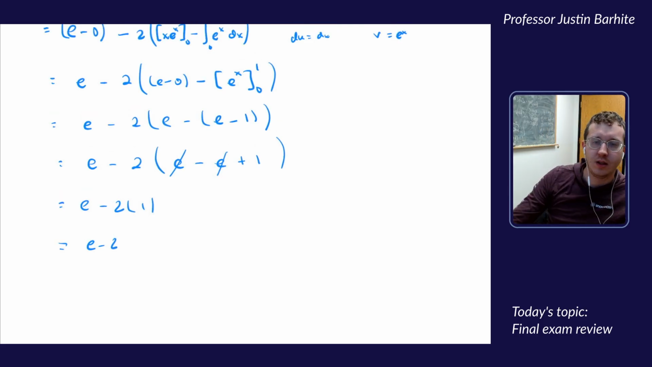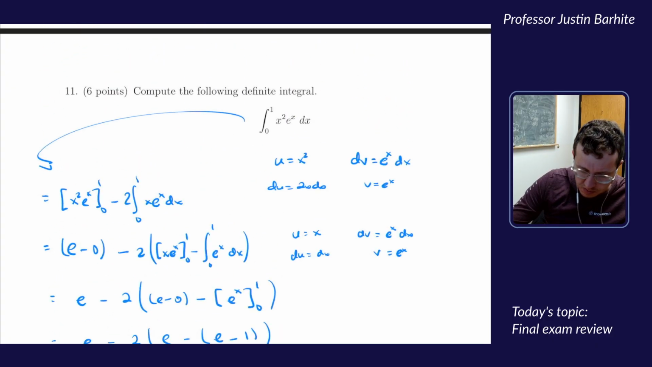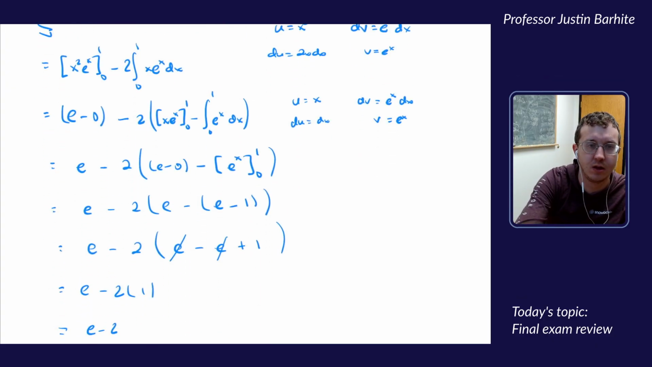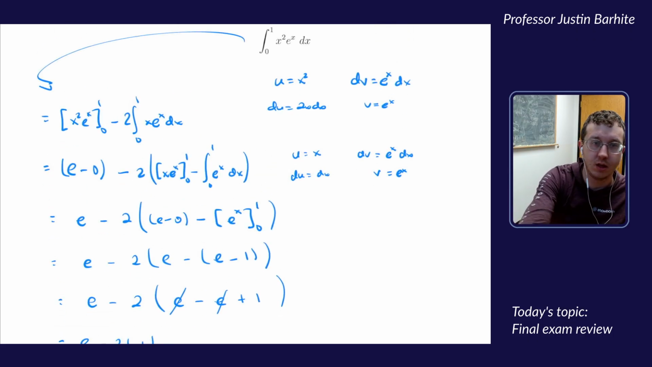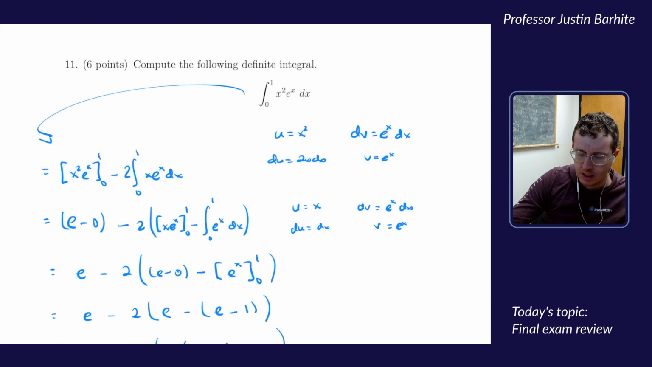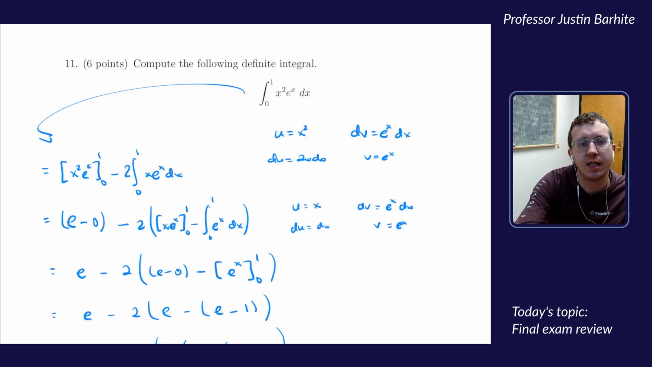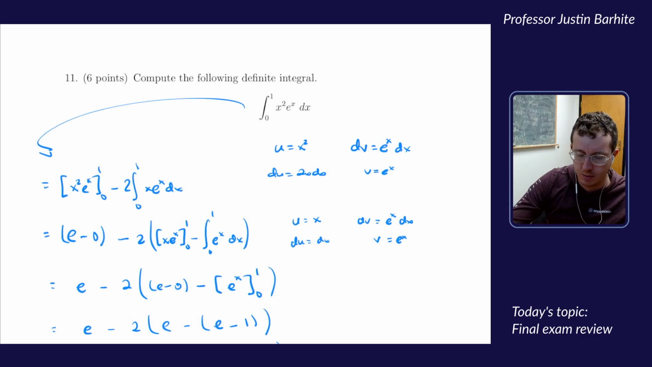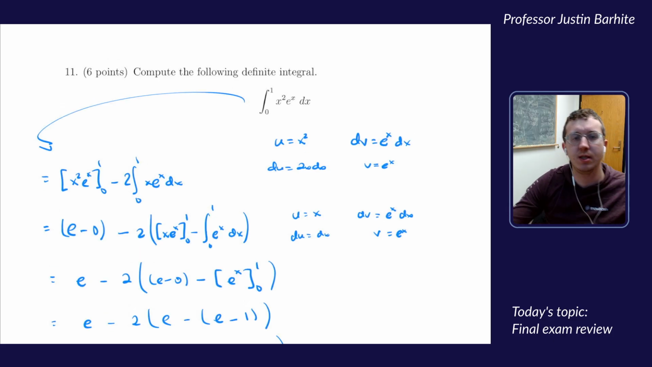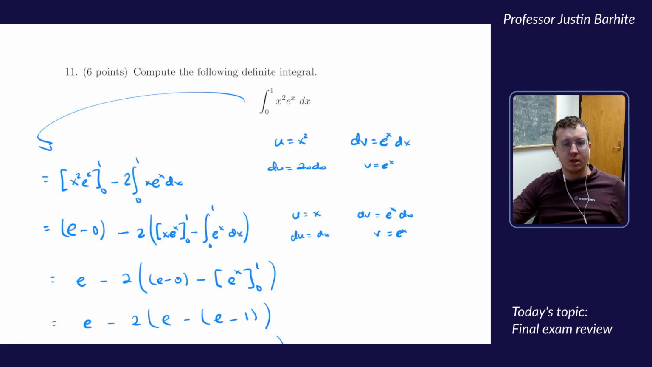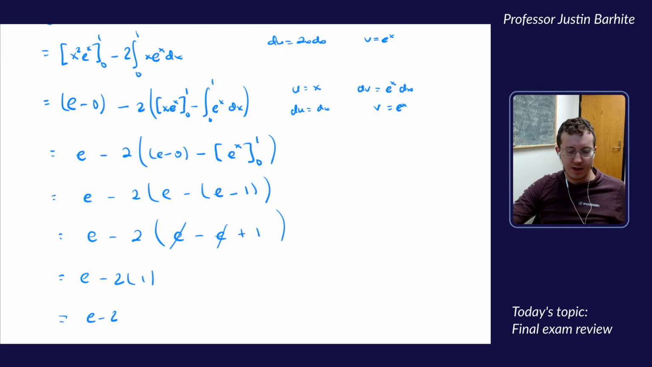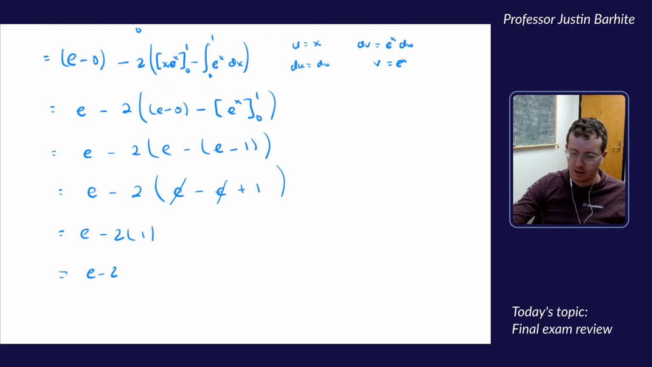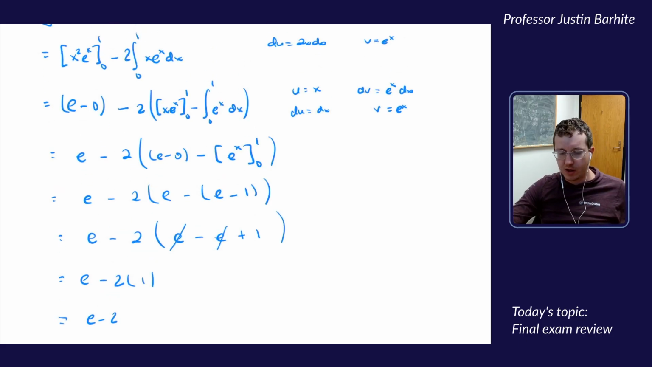Okay, let me ask Wolfram Alpha to double check this for me. Obviously, you can't do that on the exam, but I'm allowed to do that during the review session. I'd hate to make a mistake and not correct it. E minus 2 is the correct answer. Okay. So integration by parts twice.